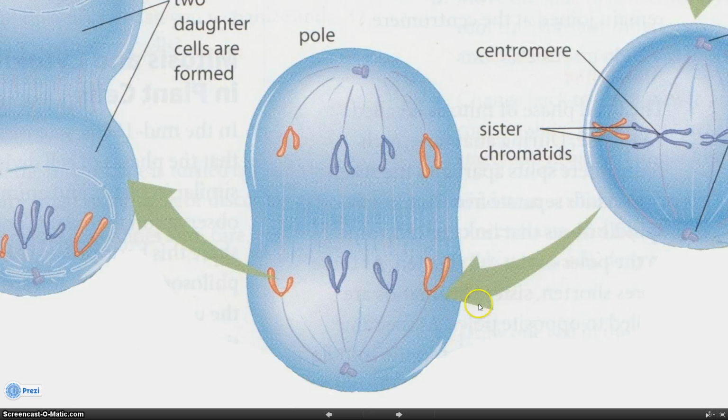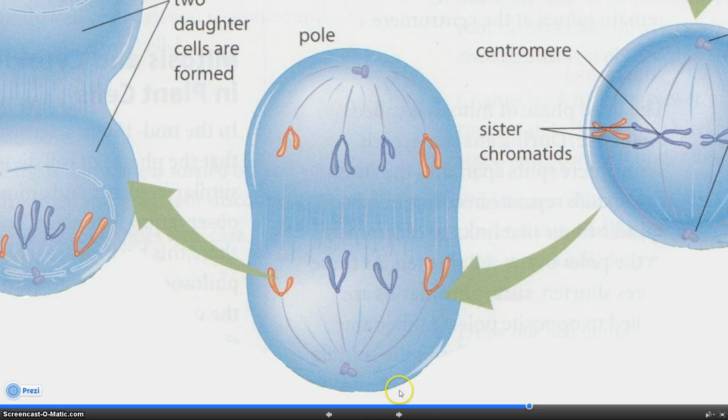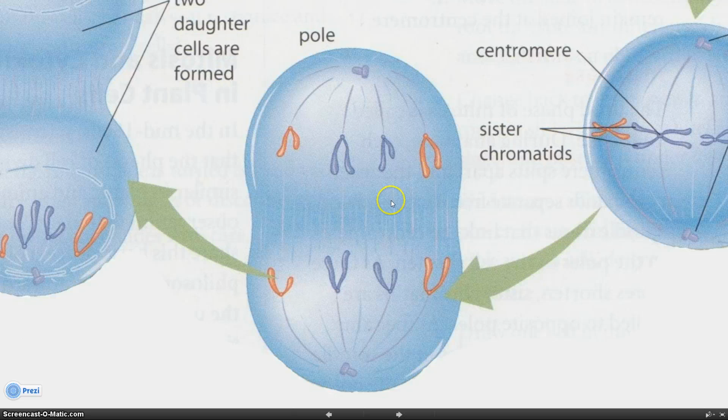So as these spindle fibers shorten, the sister chromatids are pulled to opposite sides of the poles. And at the same time, other microtubules lengthen and force the poles away from one another, as you can see in the center line of the cell here.